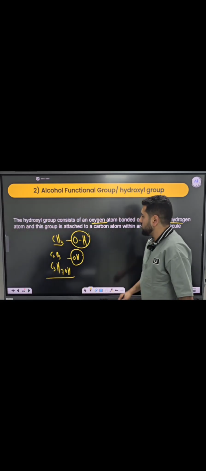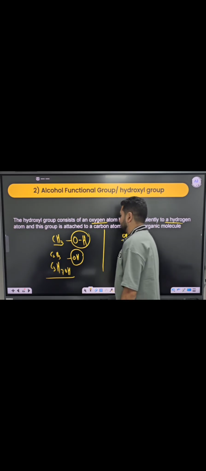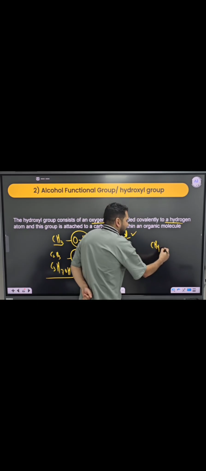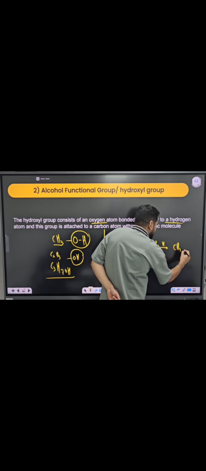And if you have to name these compounds, what will we be doing? In order to name these compounds, we have to use OL at the end. That's it. For example, if I talk about methane, methane means one carbon is there, methane means CH4. Now remove one hydrogen, or replace it with OH, I can get CH3OH. So how many carbons are there? One carbon, so just write down methane. Now replace E with OL.